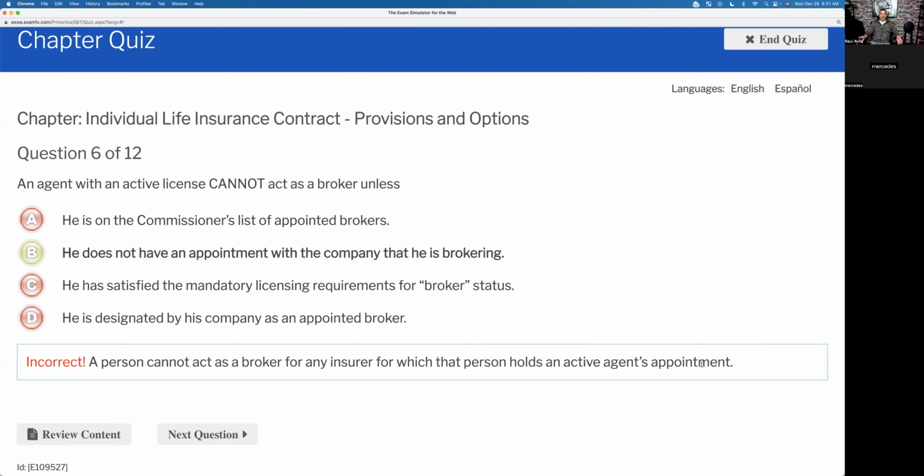What does appointment mean, by the way? When you get your life license, you're going to be appointed with an insurance company. That means you're hanging your license in an insurance company. Just like real estate, you have to hang your license somewhere. This reminds me a lot of real estate.